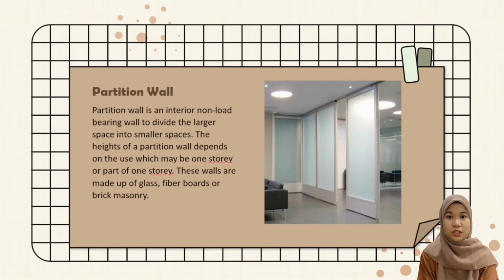Lastly is the partition wall. A partition wall is an interior non-load-bearing wall that divides a large space into smaller spaces. The height of a partition wall depends on the use, which may be one story or part of one story. These walls are made of glass, fiberboard, or brick masonry.